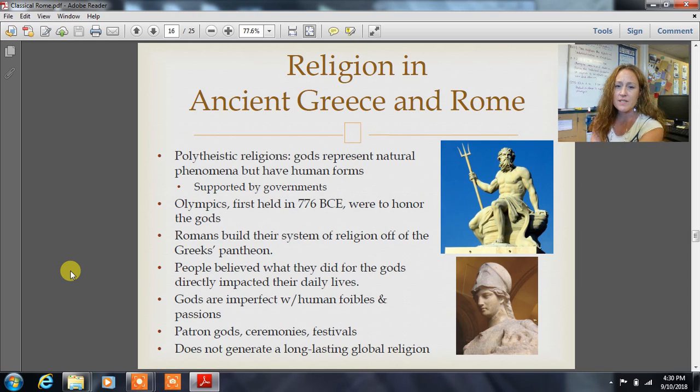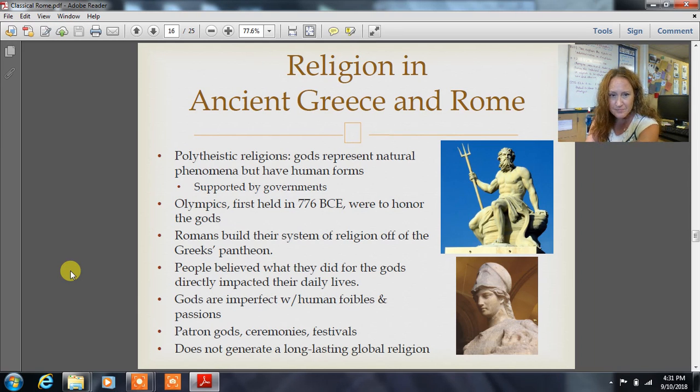The Romans build their system of religion off of the Greeks' pantheon, so they're going to adopt the Greek gods and just rename them. People believed at the time what they did for the gods directly impacted their daily lives, so this is where you see people offering tribute to the gods, hopefully in return for favorable treatment here on earth.